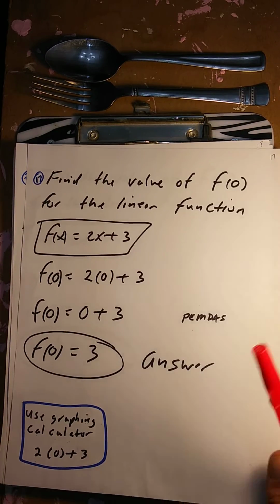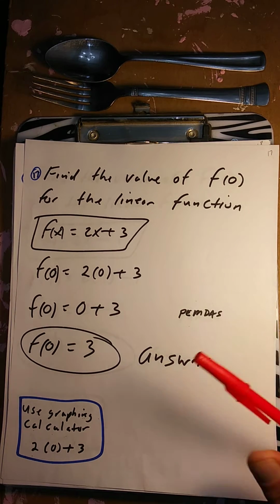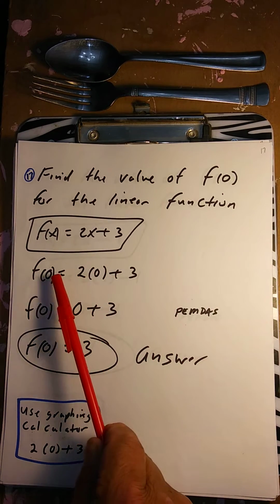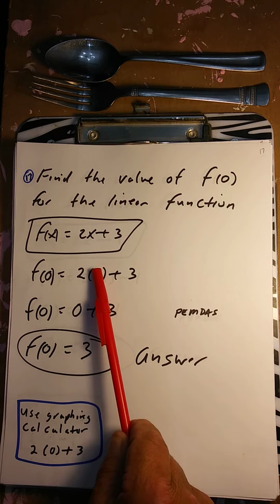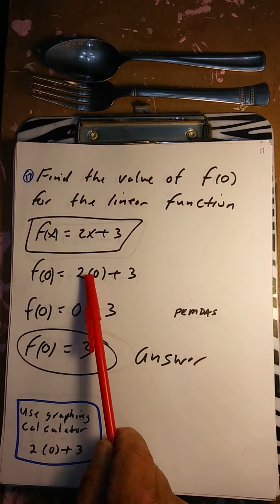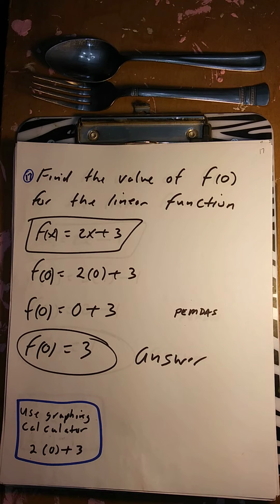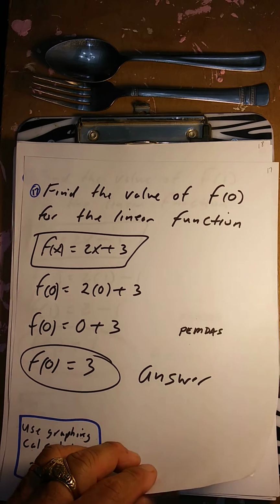Alright. Find the value of f of 0 for the linear function. Put a 0 there for the x. F of 0 there and 0 there. 2 times 0 is 0 plus 3. Multiply first. 0 plus 3 is a 3. Okay. Got 2 pages there.